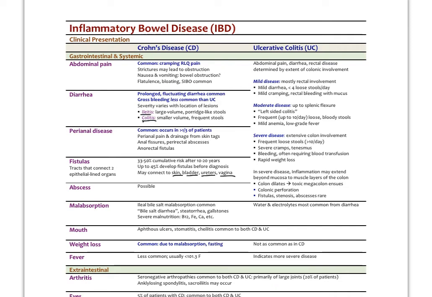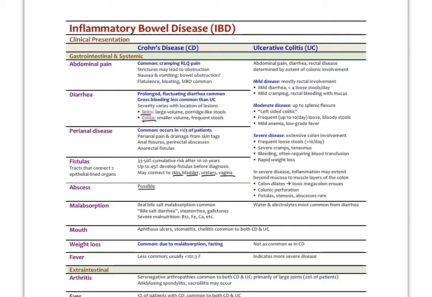So you can actually get a fistula where the intestine, the colon or the small intestine, creates a fistula with the vaginal wall, and then chyme and even fecal contents can come out of the vagina. That's a very severe manifestation, but that's possible. Abscesses are possible here as well.